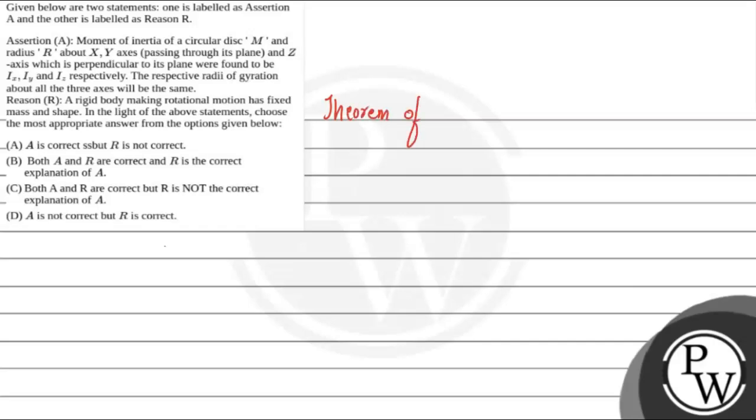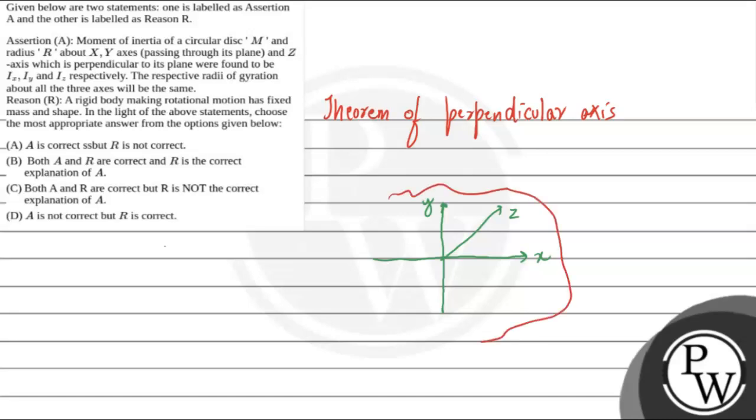of perpendicular axis. Let's consider कि ये तीन axis हैं. This is x, this is y and let's say this is z. इसके around एक rigid object रखा हुआ है. So the moment of inertia of the planar rigid body about an axis perpendicular to the plane is equal to the sum of its moment of inertia about two perpendicular axes.